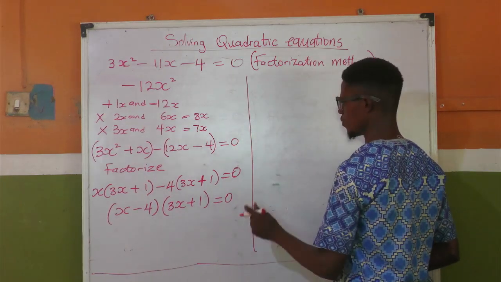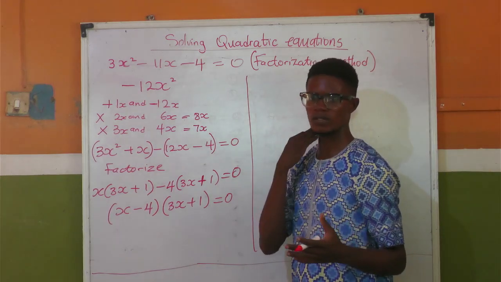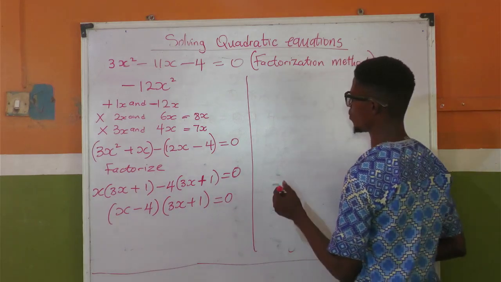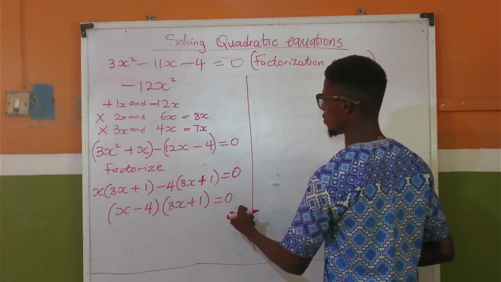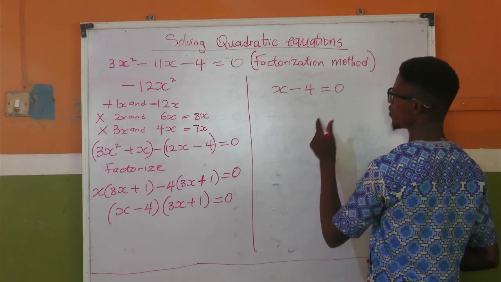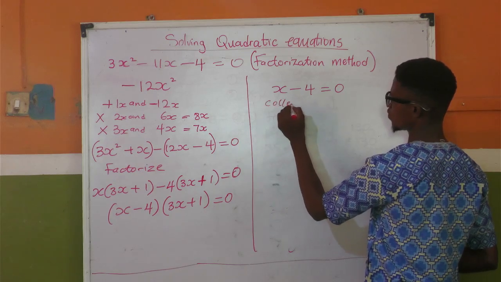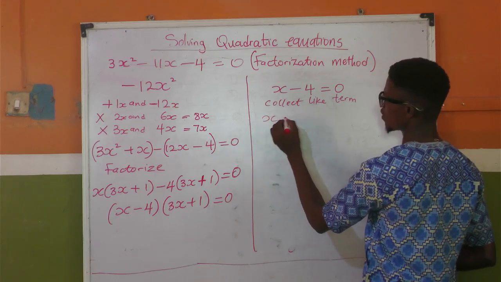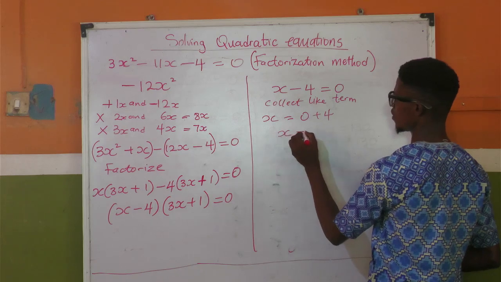Now what we have to do is find the value for x. We are not done yet. Now we have x minus 4 and 3x plus 1. I'm going to set each of these expressions equal to 0. So x minus 4 equals 0. So I find a value for x. When I collect like terms, x equals 0, and like I said, when it crosses over, it becomes plus 4. So x equals 4.